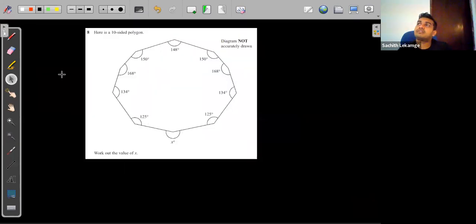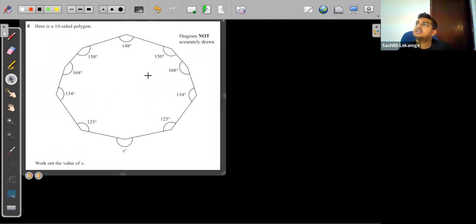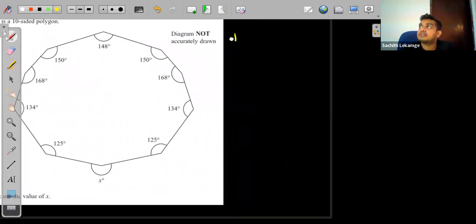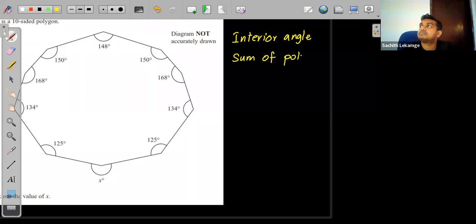Okay, what can we do? A 10-sided polygon. We need to find x next. So first of all, find the angle sum of the polygon. What is the formula? Interior angle sum is equal to what? n minus 2.